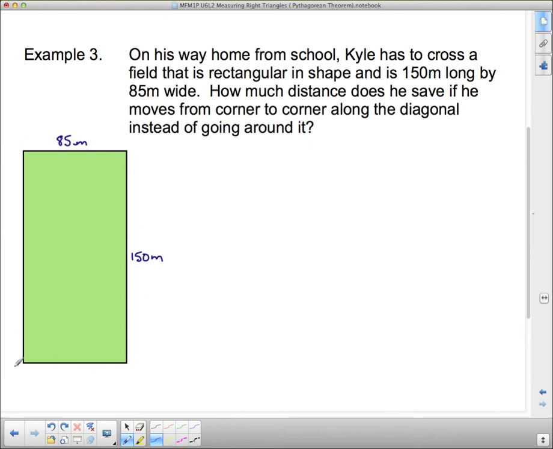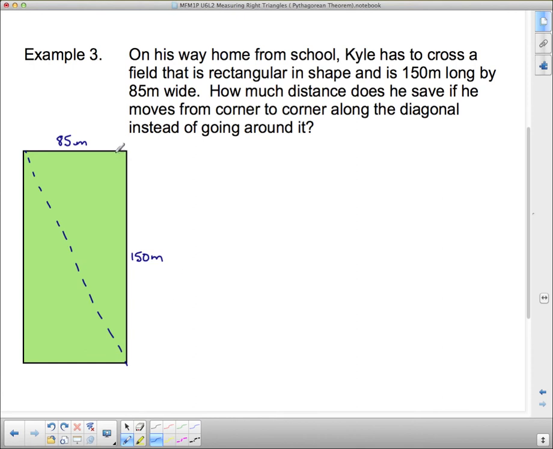Presumably it's a fenced-in field that he probably really should go around. But we want to know, can he cut across it like this or go around here to here, which will be shorter? Or how much distance does he save? We know that cutting across is going to be shorter. But how much shorter is it?